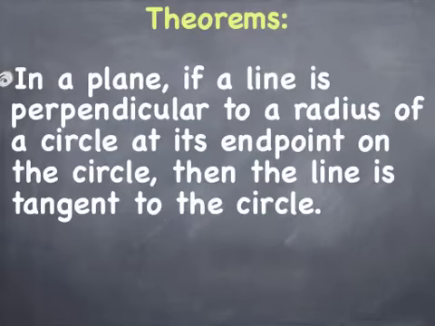In a plane, if a line is perpendicular to a radius of a circle at its end point on the circle, then the line is tangent to the circle. So basically what we've done is we've taken our last statement and rewritten it a little bit. This time, if a line is perpendicular to the radius of a circle at its end point, then it's going to be a tangent line.